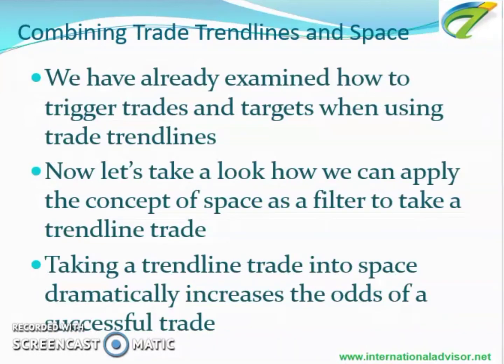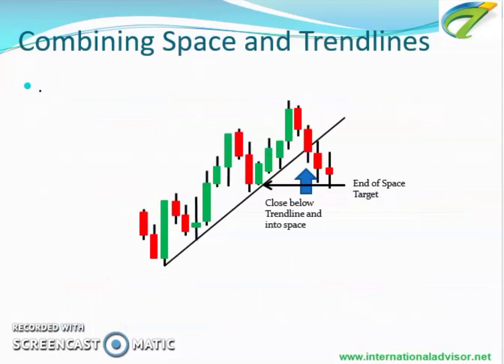We have already examined how to trigger trades and targets when using trade timelines. Now let's take a look at how we can apply the concept of space as a filter to take a trend line trade. Taking a trend line trade into space dramatically increases the odds of a successful trade. Just see it here. Now we are combining space and the trend line. These two go almost side by side most of the time. We have already noticed in the last examples. Now let me explain it here.